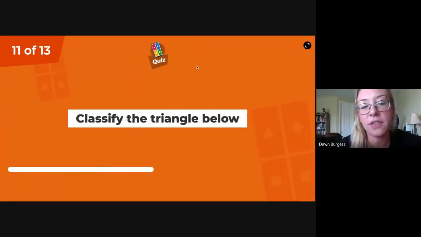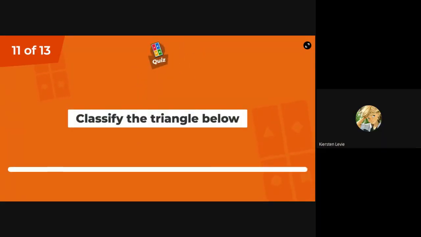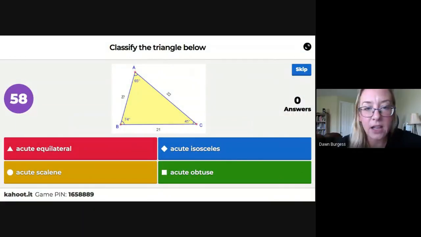Okay, 11 of 13. To classify this triangle below, the outside is telling you how long the line is. So one is 15, one is 21, and one is 22. And then the inside is telling you the angles. One of the angles is 65, one is 74, and one is 41.